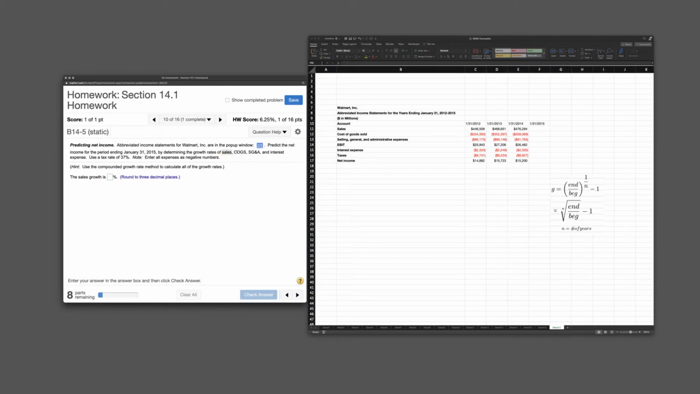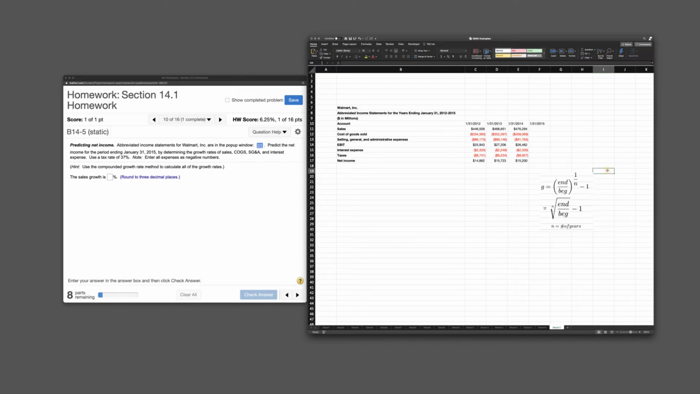Now in this case, we're actually going to be determining the growth rates for sales, our revenue, our cost of goods sold, selling and general and administrative expenses, and even our interest expense. Once we determine the growth rates, we'll use those to determine those actual dollar amounts for 2015, or predict, and then the rest will just be using our basic income statement math. So let's talk about this formula.